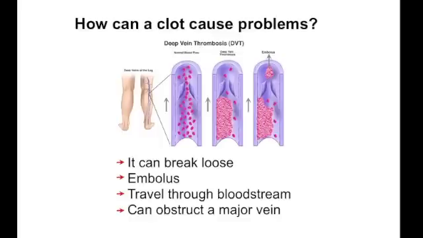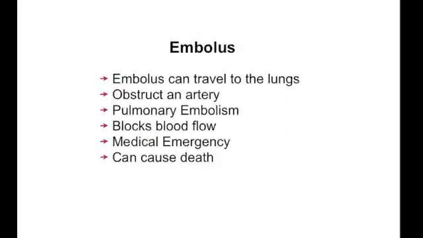The blood clot can break loose, which is called an embolus. It can travel up through the bloodstream, and the problem it can cause is it can obstruct a major vein or artery. And once again, an embolus can travel through the lungs and obstruct an artery, and the main problem here is you can have a pulmonary embolism, which blocks the blood flow, and this of course is a medical emergency and it can cause death.